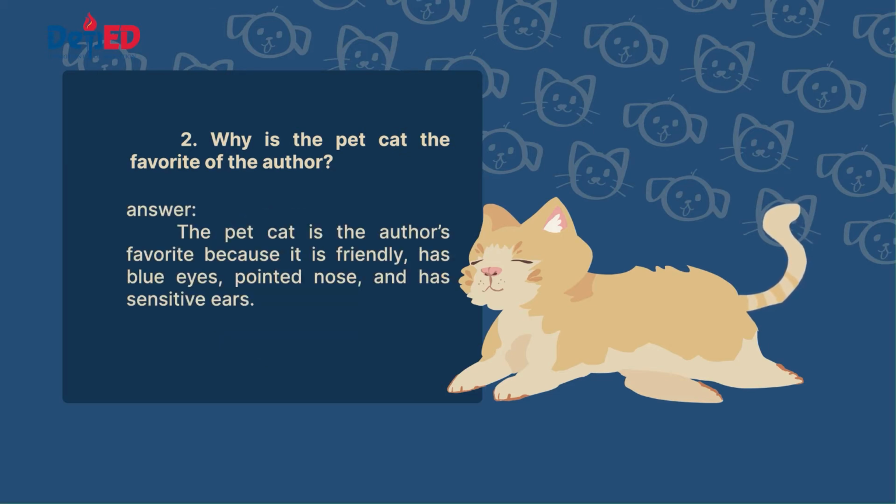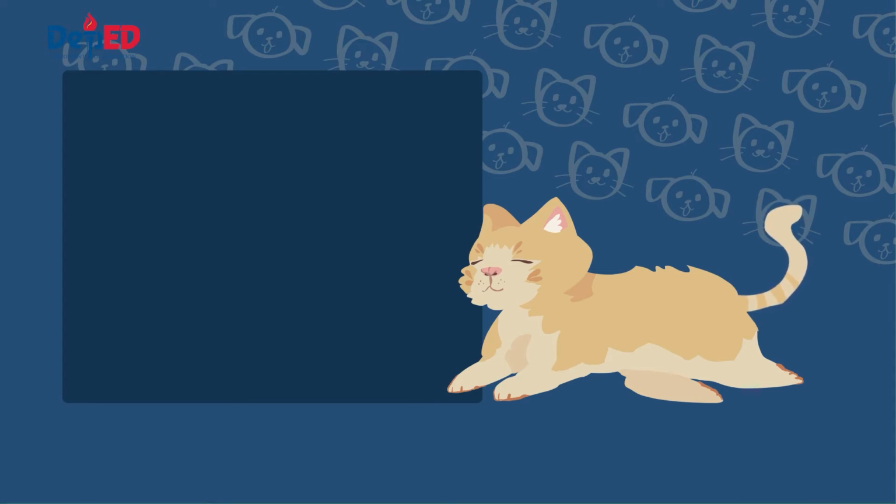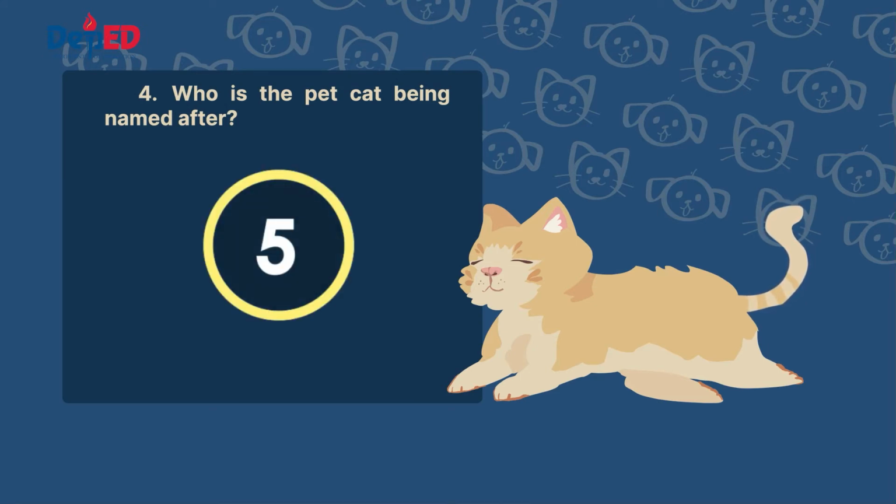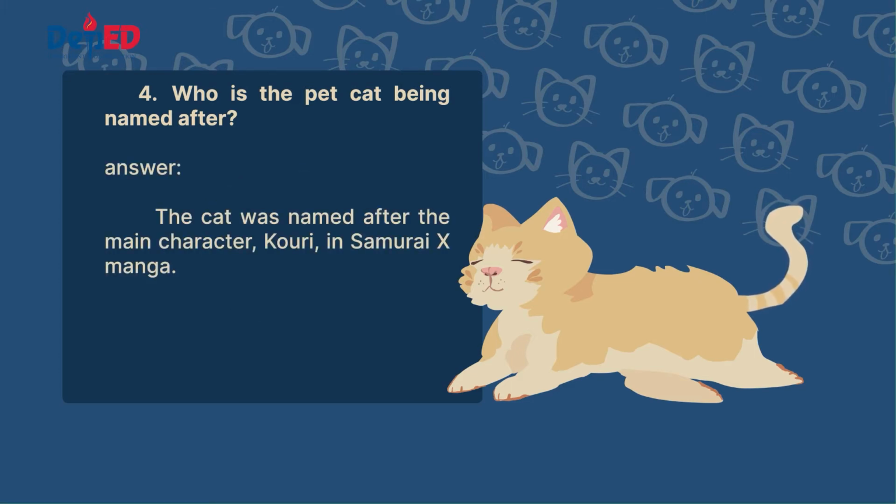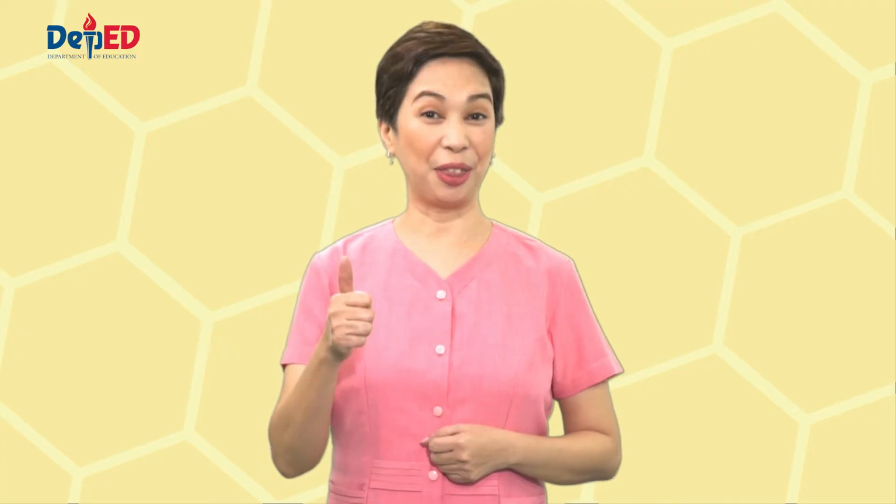If your answer is because the cat is friendly, has blue eyes, a pointed nose, and has sensitive ears, fantastic! You're really smart! The question for number 3 is, who is the pet cat being named after? If the main girl character Kuri in Samurai X manga is what you have in mind, that's super! You're really improving, kids! Thumbs up!